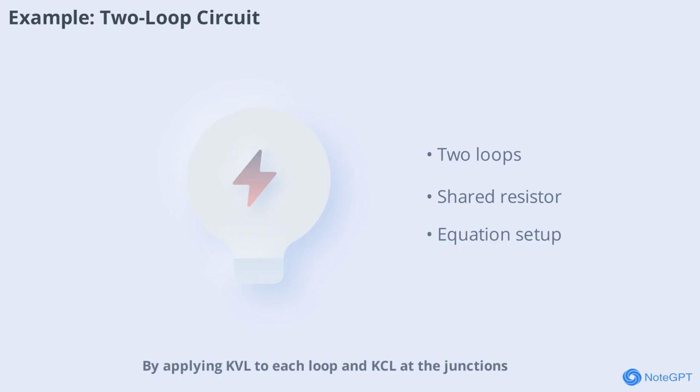By applying KVL to each loop and KCL at the junctions, we can write equations for the currents in each branch. Solving these equations gives us the current through each resistor and the voltage drops across them. This method is widely used in practical circuit analysis.